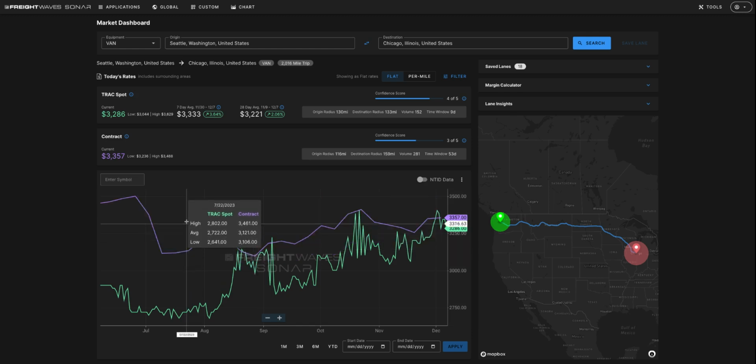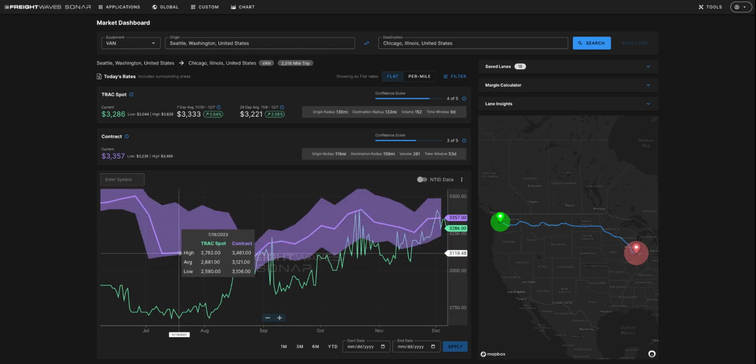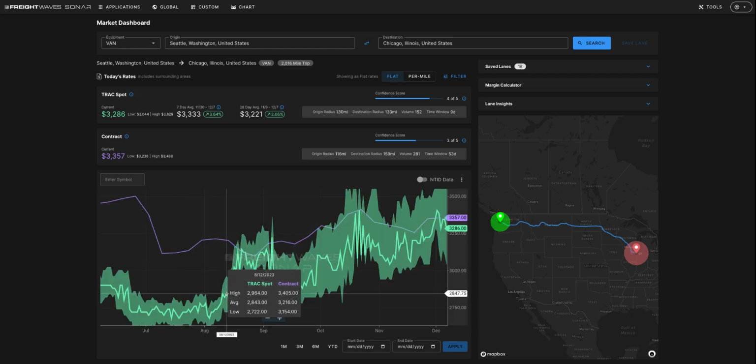There was a huge difference between the high for the contract rates during this time and the low. The average rates were quoting a little bit closer to the low rate, but there were some outliers that made it all the way up to about $3,400. Same with the spot market rates.